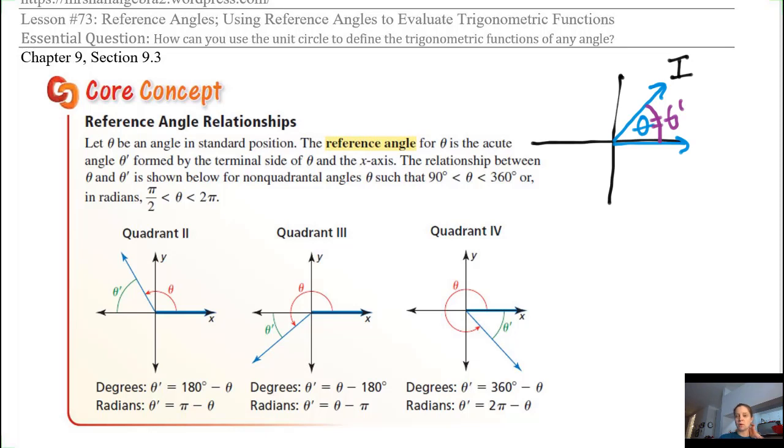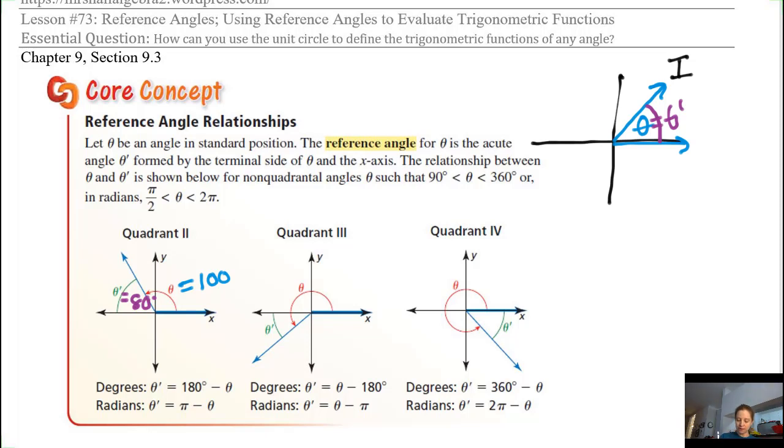So now we have an example in quadrant 2. Let me think of an angle that would end up in quadrant 2. Let's say that theta is equal to 100 degrees. So that's in quadrant 2. The terminal side is in quadrant 2. Theta prime, the angle formed by the terminal side of theta and the x-axis, is going to be 80 degrees. These are going to add up to 180.